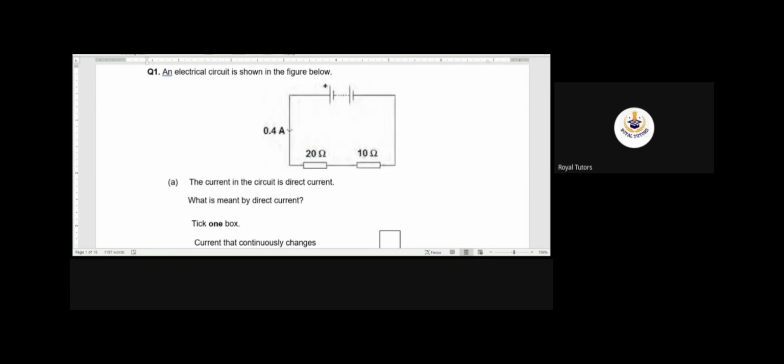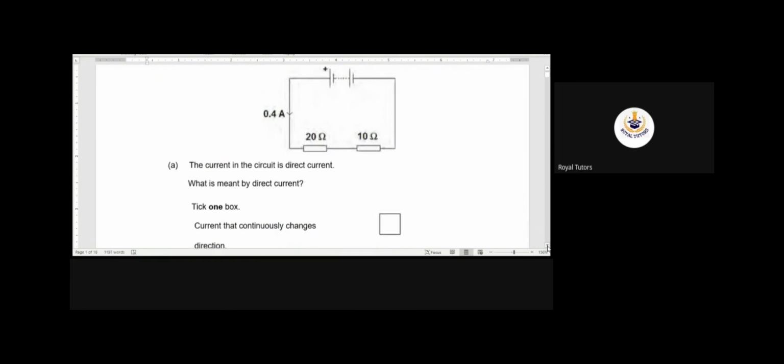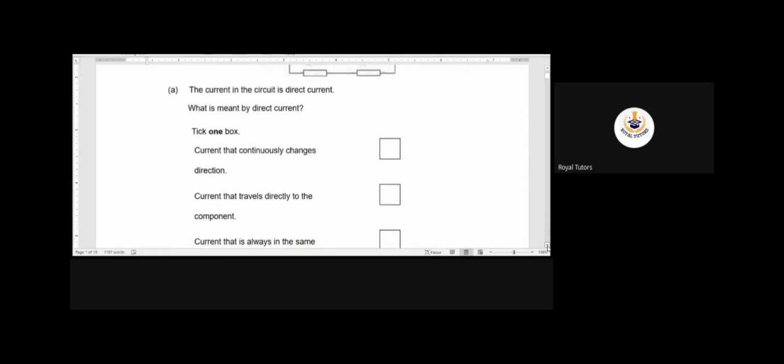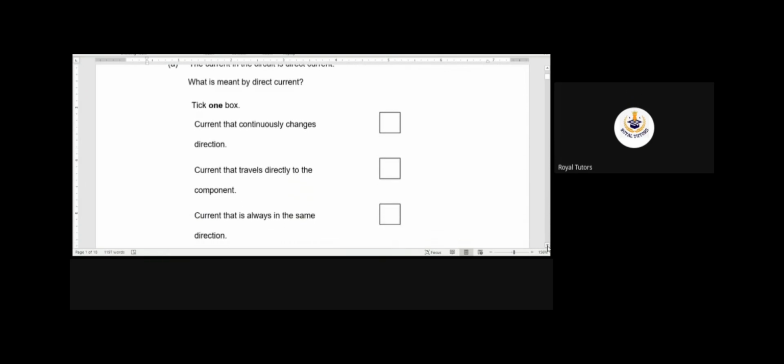So here we have the first question that says that an electrical circuit is shown in the figure below. We can see the circuit rightly drawn there. Then we have a question that says that the current in the circuit is direct current. What is meant by a direct current? When we are saying direct current, what does it mean? A direct current simply means that the current is always in the same direction. So our answer is going to be this.